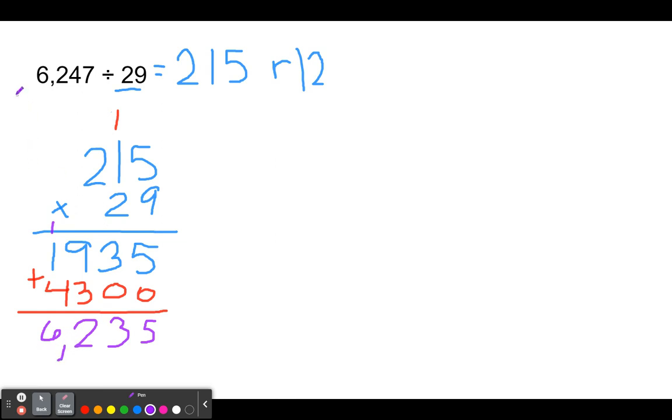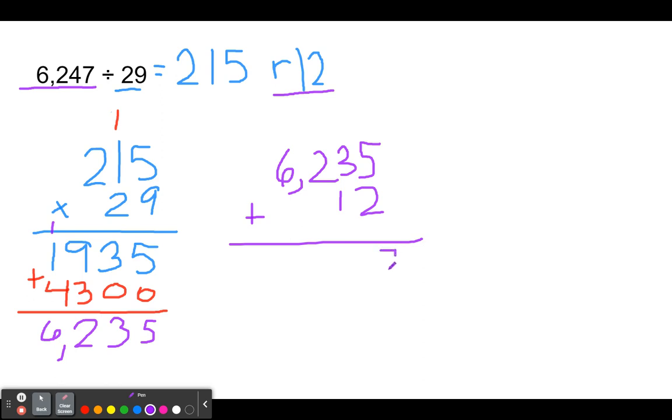6,235. That's not the same as our dividend, or yes, as our dividend, but we are forgetting to add our remainder. So we have 6,235. And we need to add our remainder, which will give me 6,247, which is the same as our dividend. So we did our math correctly.